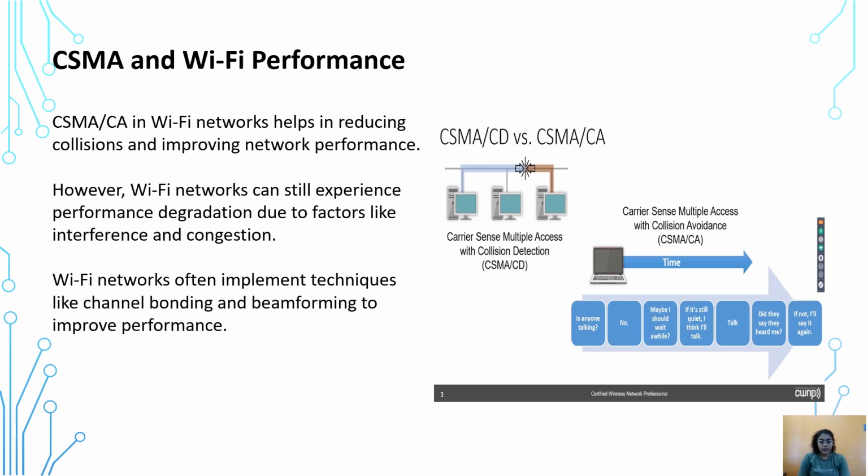CSMA and Wi-Fi performance. CSMA-CA in Wi-Fi networks helps in reducing collisions and improving network performance. However, Wi-Fi networks can still experience performance degradation due to factors like interference and congestion. Wi-Fi networks often implement techniques like channel bonding and beamforming to improve performance. So here CSMA helps in Wi-Fi performance.